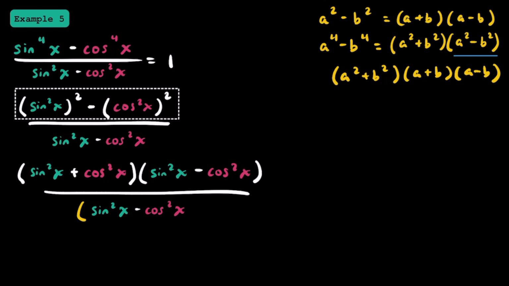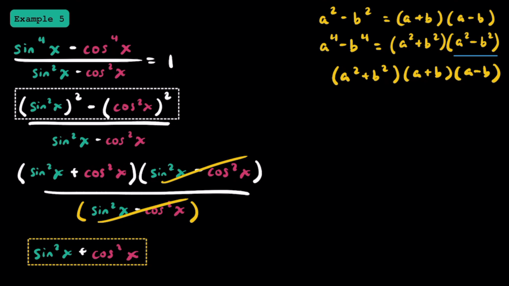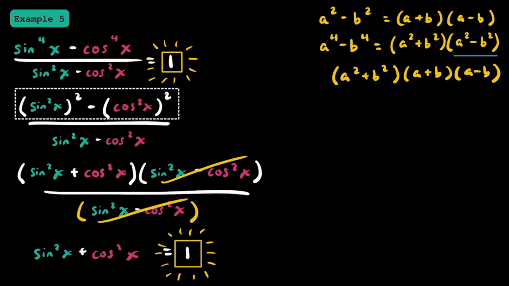Since the denominator actually matches one of the factors of the numerator perfectly, we can cross cancel them. Simplifying this, we just have sine squared of x plus cosine squared of x. Hopefully this looks familiar because we can just use the Pythagorean identity and say this is equal to 1. And there we have it, we verified this trig identity.